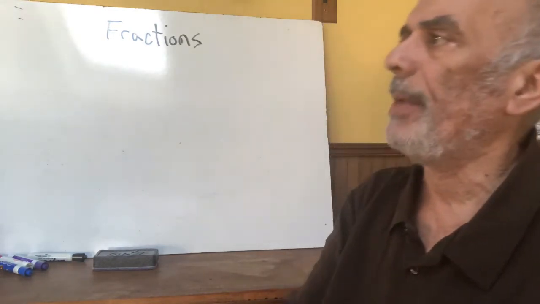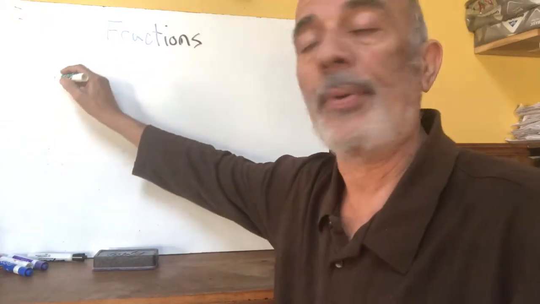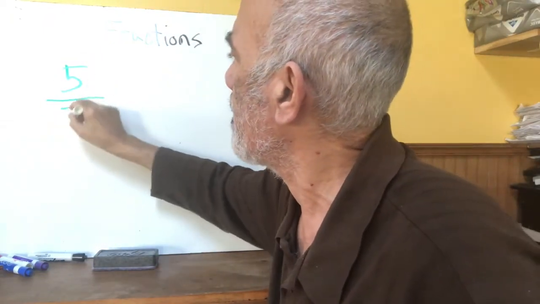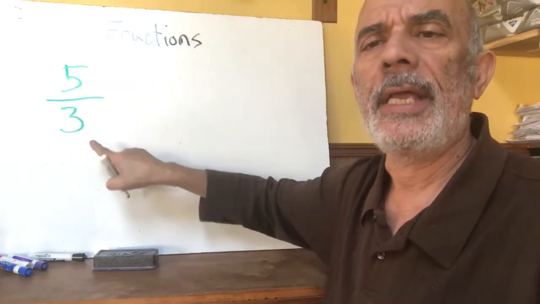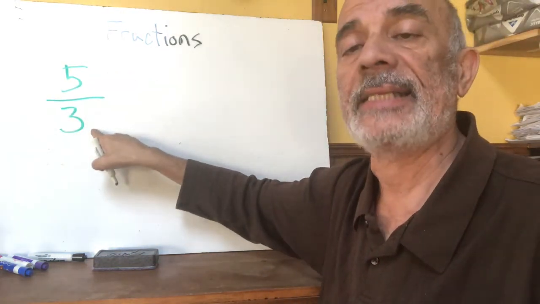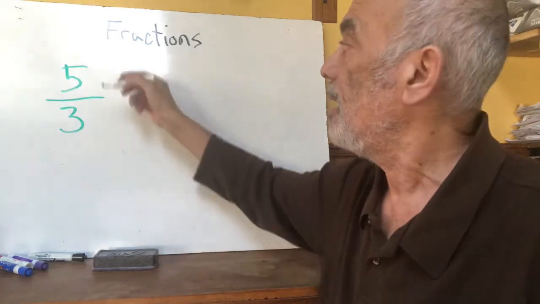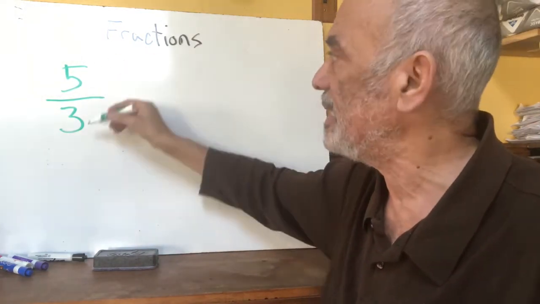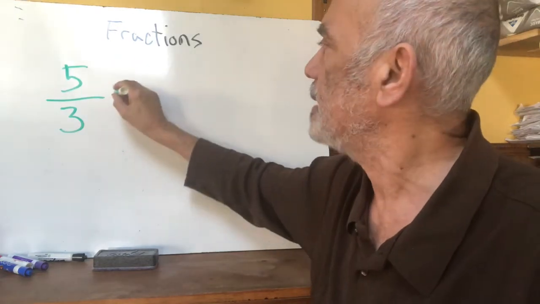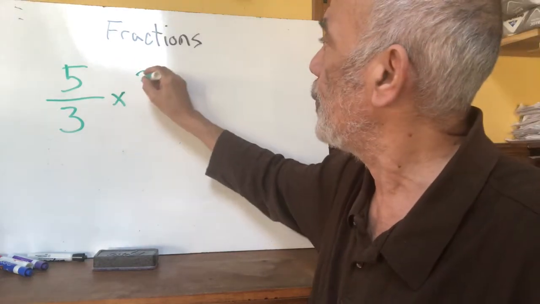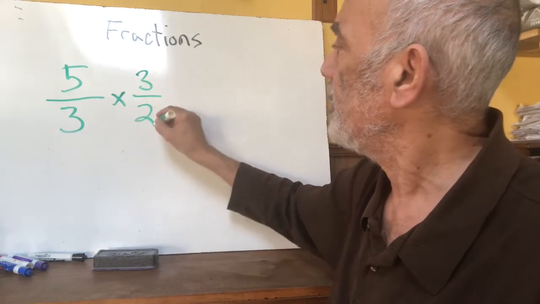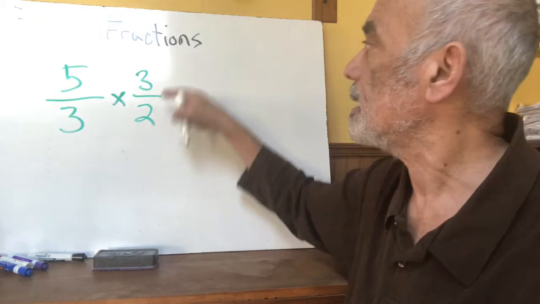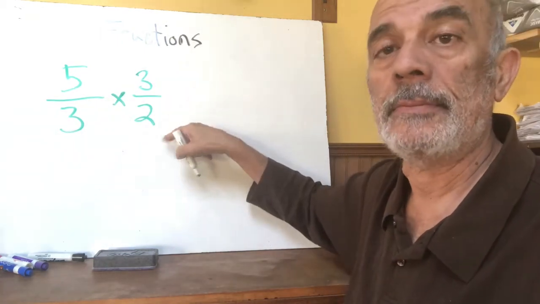Let's remember what an improper fraction is. An improper fraction is a fraction where the numerator is greater than or the same as the denominator. 5 is greater than the 3, so this is an improper fraction. Let's multiply that by 3 halves. Is this an improper fraction? Yes, it is. The top is bigger than the bottom.